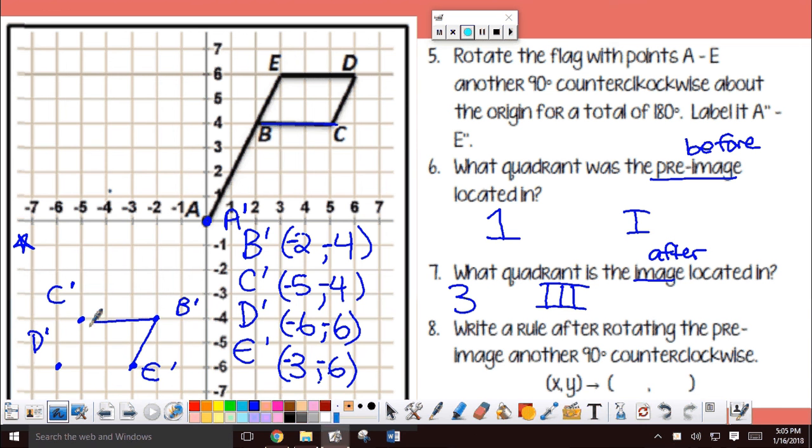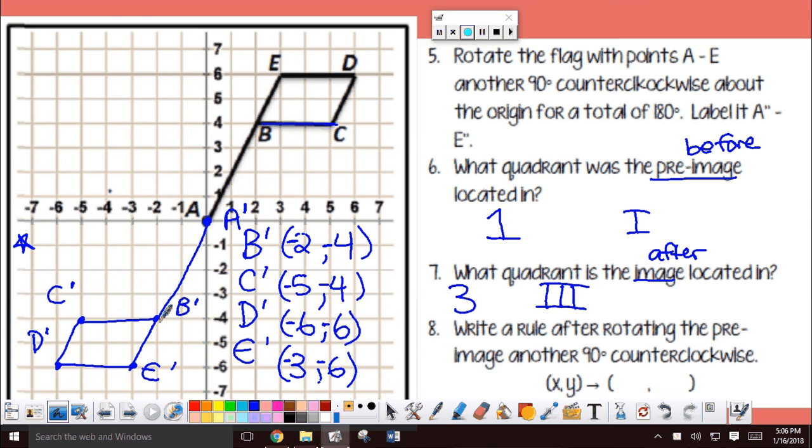Connect your lines. Use a ruler if you have one. There you go. Awesome. Does it look like we rotated our shape 180 degrees? Yeah, it looks exactly like it. Okay, it looks exactly like our picture looked when we turned our paper. All right, so what happened to our points?